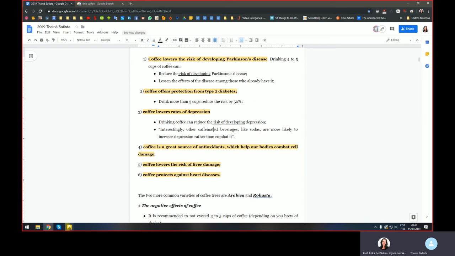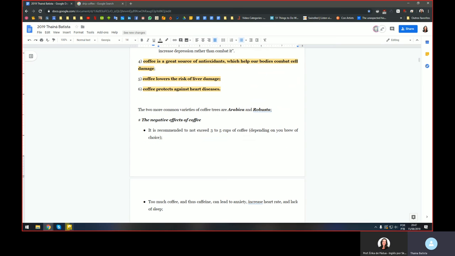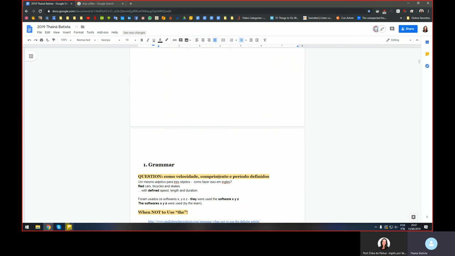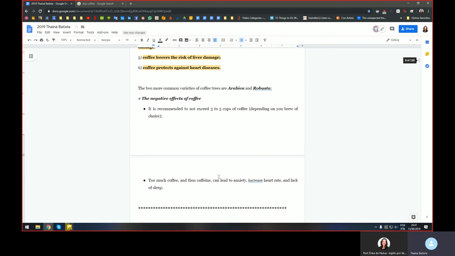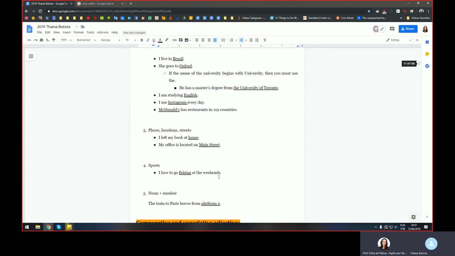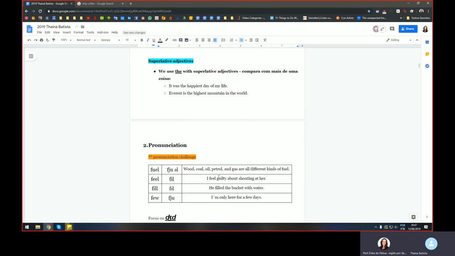We have to know that it depends on the things that you put in your coffee. For example, if you put a lot of sugar or some cream in your coffee, it will be more like a caloric bomb.